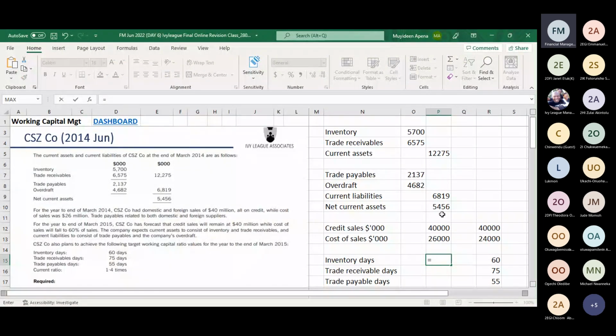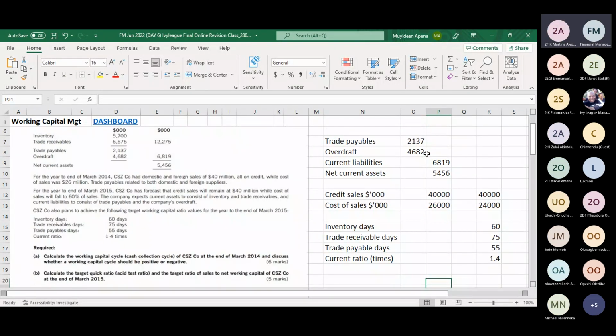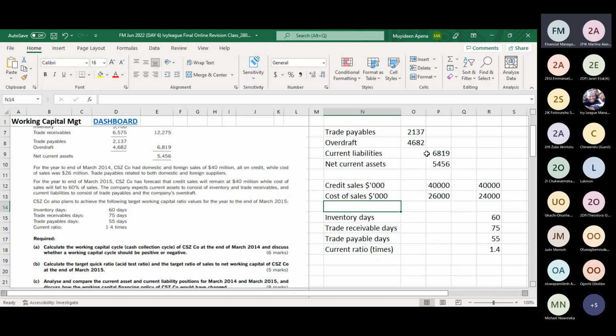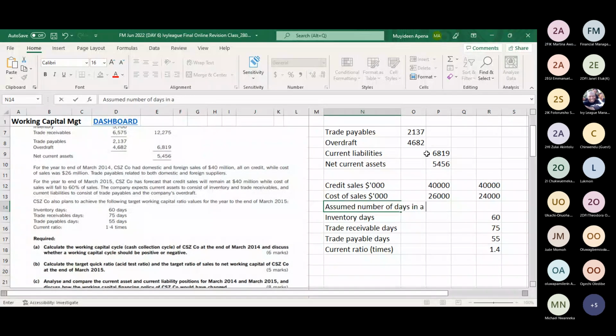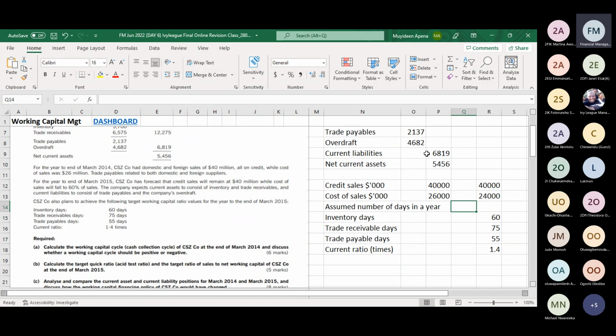So we take the inventory balance, 5,700. So the question is, how many days are we looking at? Are we given number of days here? No. So we need to make an assumption now. So what do we assume? 365, okay? So each year 365. That's noted.